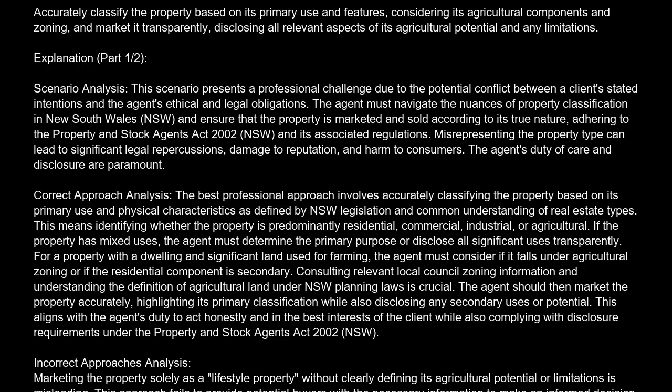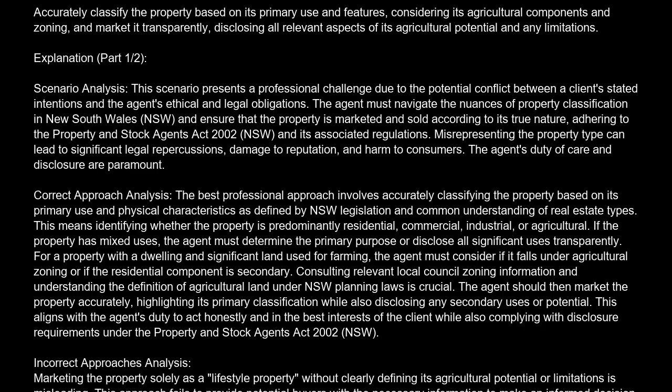For a property with a dwelling and significant land used for farming, the agent must consider if it falls under agricultural zoning or if the residential component is secondary. Consulting relevant local council zoning information and understanding the definition of agricultural land under NSW planning laws is crucial. The agent should then market the property accurately, highlighting its primary classification while also disclosing any secondary uses or potential. This aligns with the agent's duty to act honestly and in the best interests of the client, while also complying with disclosure requirements under the Property and Stock Agents Act 2002, NSW.